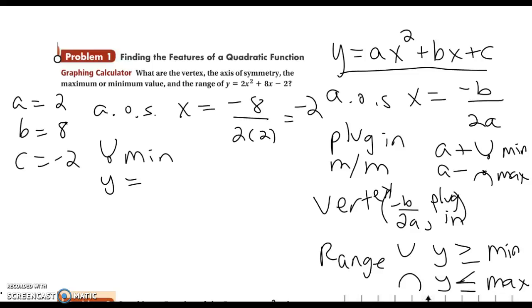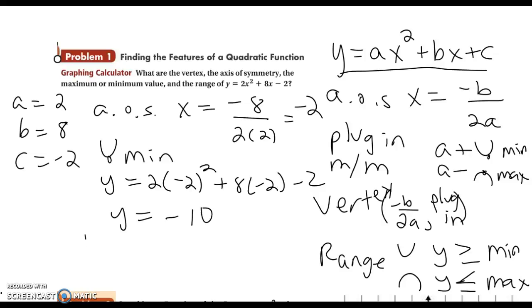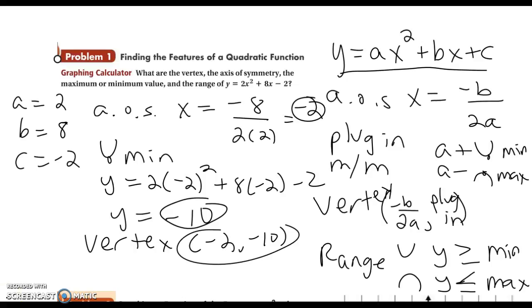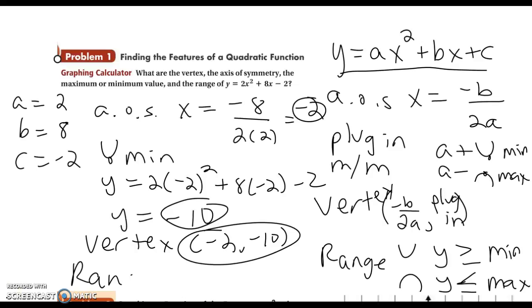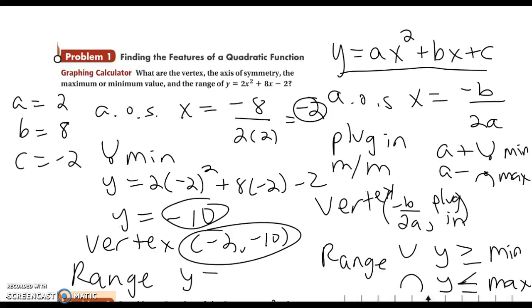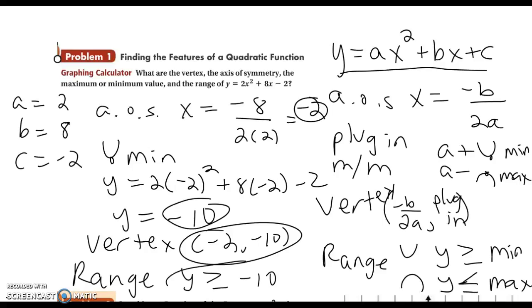To find that min value, go ahead and plug in your axis of symmetry number into the original problem. Compute this and we get negative 10. Therefore, our vertex is negative 2, negative 10. So we have our axis of symmetry, our min value, our vertex, and lastly, our range. Since we are at a min, that means all numbers will be greater than or equal to negative 10. Now we can use all of this information in order to graph.